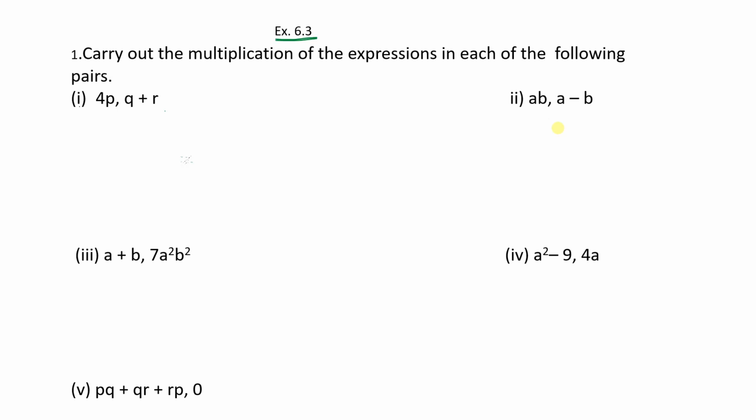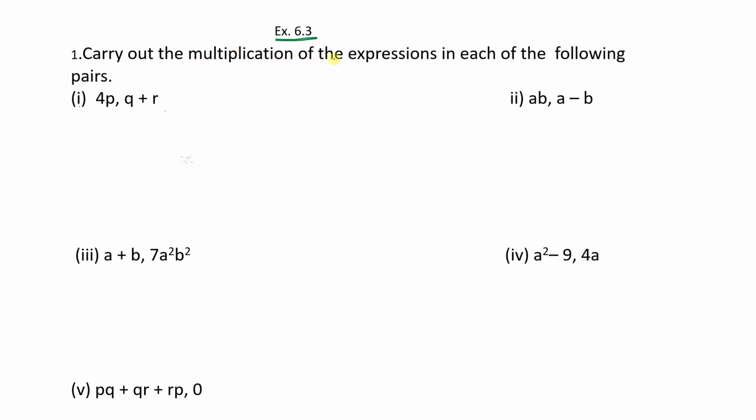In this exercise you have five mains, and the second main is a table which contains three columns. In the first two columns you have two expressions, and the third column is the product column, and you need to multiply the first two columns to get the answer in the third column. I will send the table in the WhatsApp group. Okay, now let me start.